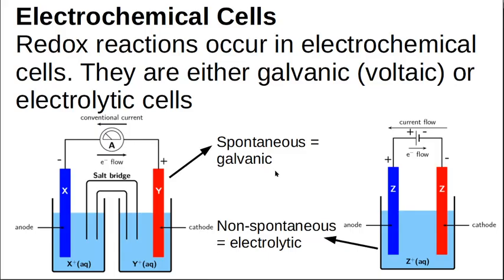Okay, so we talk about these electrochemical cells when we talk about redox reactions or electrochemical reactions. The redox reactions are going to occur in what we call electrochemical cells. And they can either be galvanic, which are also called voltaic cells, which are making electricity. They're making volts, so they're voltaic. Or they can be electrolytic cells.